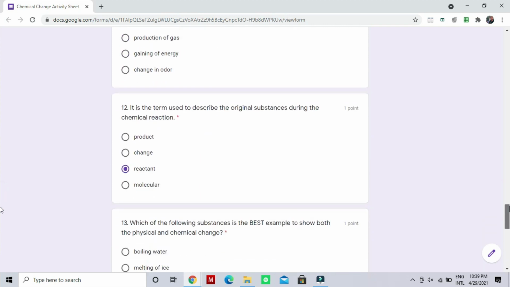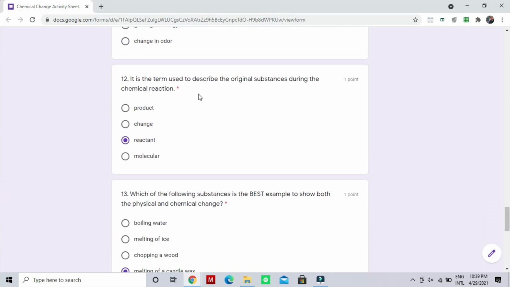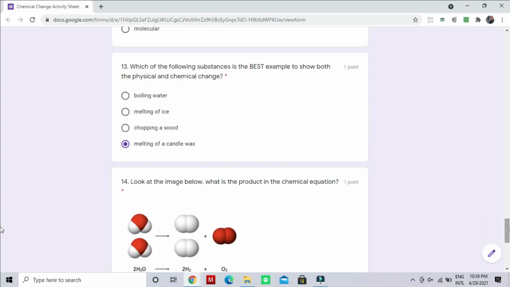Question number 12. It is the term used to describe the original substances during the chemical reaction. The correct answer is reactant. Question number 13. Which of the following substances is the best example to show both the physical and chemical change? The correct answer is melting of a candle wax.